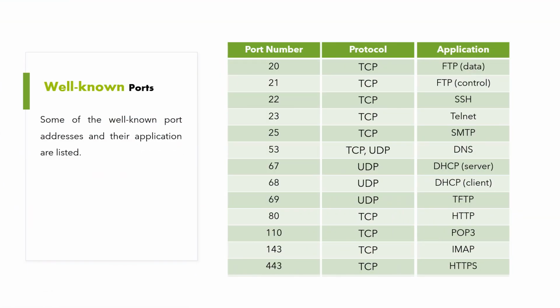Some of the well-known port addresses and their applications are listed in here. For example, Telnet is using port number 23. Telnet is using TCP protocol. Another example, SSH, Secure Shell, is using port number 22 and it is using TCP. TFTP is using UDP with port number 69. HTTP is using TCP with port number 80. These are well-known ports.